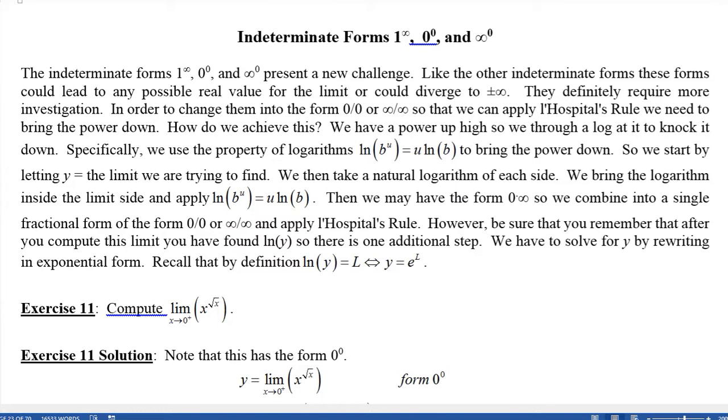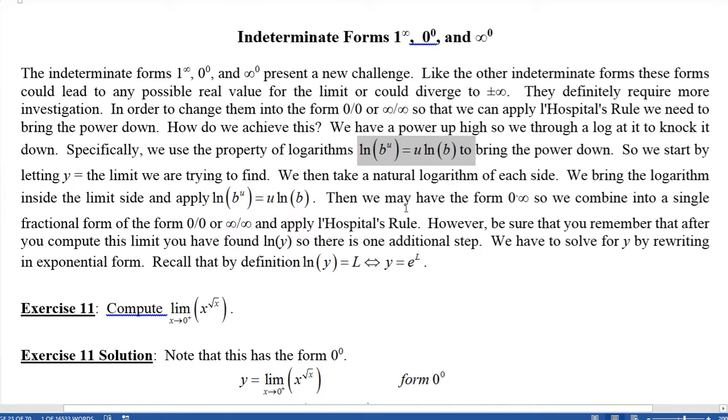So what we do is we take the natural logarithm of both sides, and then when we have the logarithm of b to the u, that is u times the natural log of b. So we can use that property of logarithms right here to bring that power down. So we let y be the limit we're trying to find, take the natural logarithm of both sides, and then we use the property that the log of the limit is the limit of the log. So kind of reverse the order of those two things, bring the logarithm inside the limit sign. Then we use this property right here to bring that power down.